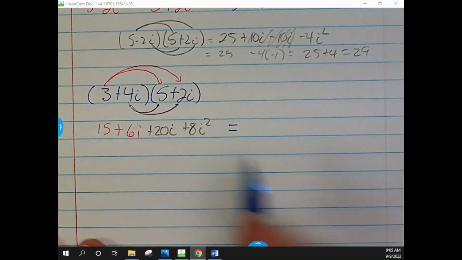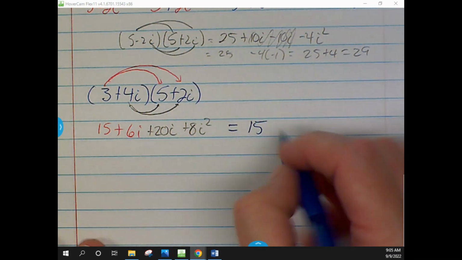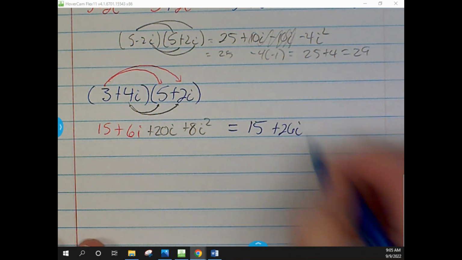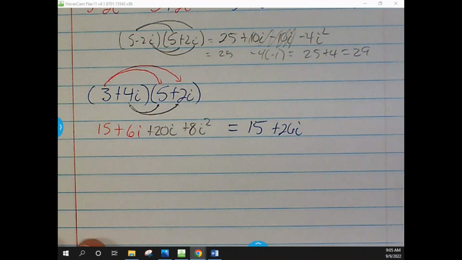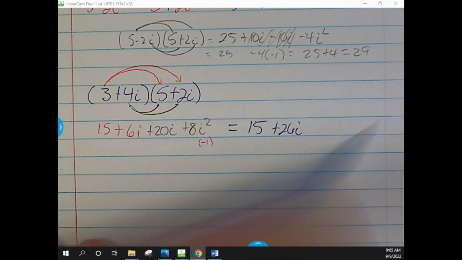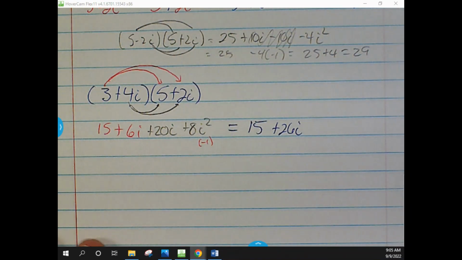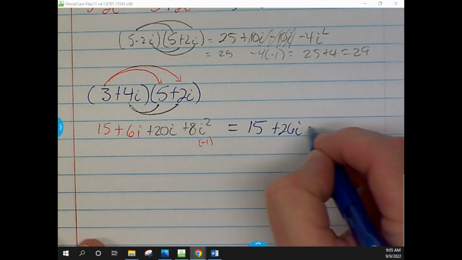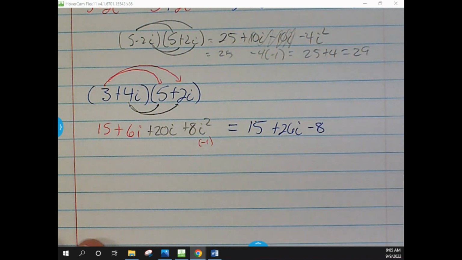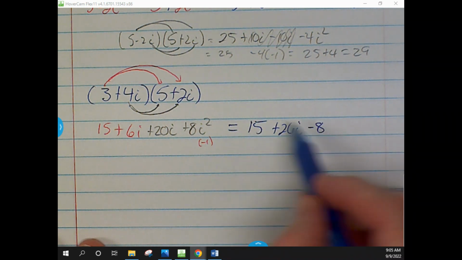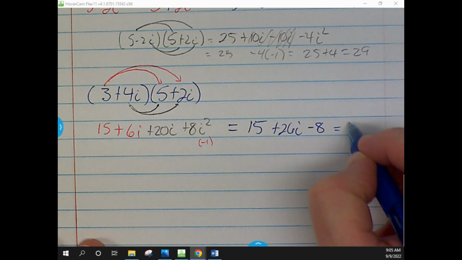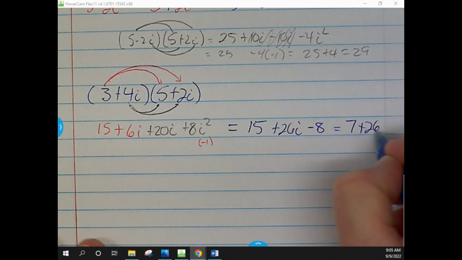Okay, first term, nothing with it. Second term, you've got 6 plus 20, so that's 26i. And again, anytime you get i squared, that's a negative 1 that you're going to replace it with. So that's 8 times negative 1, so that's negative 8, which means the top is going to be 15 minus 8, which is 7 plus 26i.